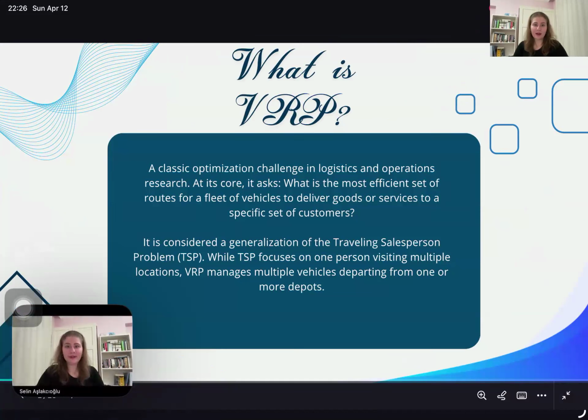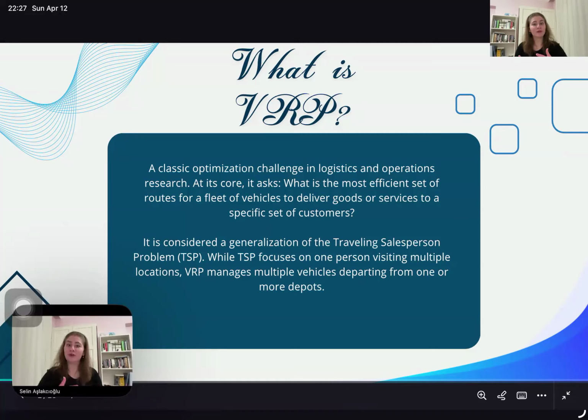First of all, what is VRP? It's a classic optimization challenge in logistics and operations research. At its very core, it asks this question: what is the most efficient set of routes for a fleet of vehicles to deliver goods or services to a specific set of customers? It's considered a generalization of the traveling salesperson problem.